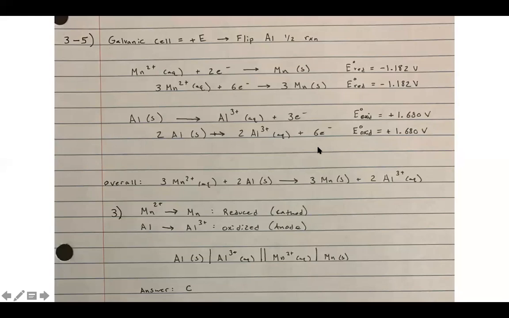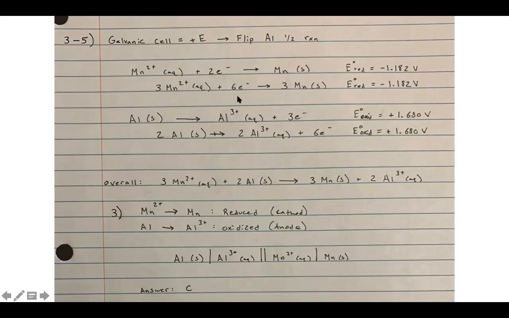Now before moving on, the reason why I multiplied these half reactions by certain coefficients is because I want my number of electrons transferred in each of these half reactions to be the same. And so it is really important that you do that. As you'll notice, I multiplied the manganese half reaction by 3 so that there were 6 electrons transferred, and I multiplied the aluminum equation by 2 so that it also transferred 6 electrons. And again, that's going to play a really important role in question number 5.